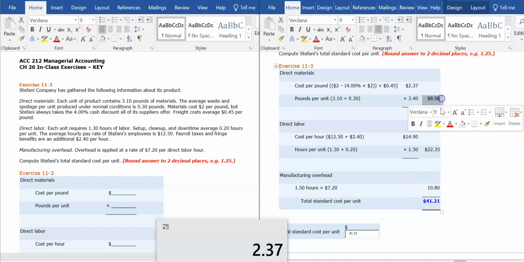Adding up our standard material, standard labor, and standard overhead costs, we calculate a total standard cost per unit of $41.21. Again, think of this as a budget per unit. We are budgeting to incur costs of $41.21 for every unit produced.